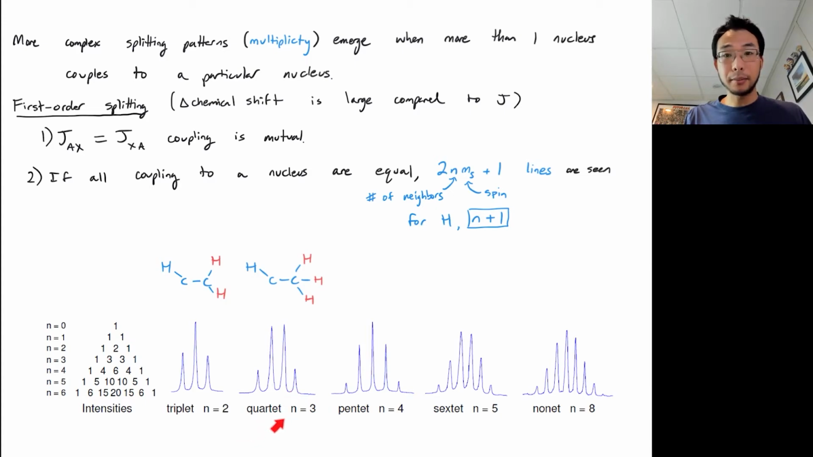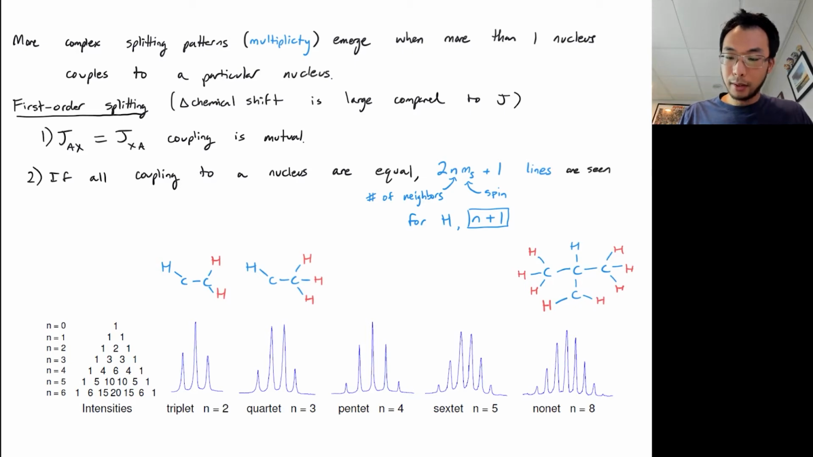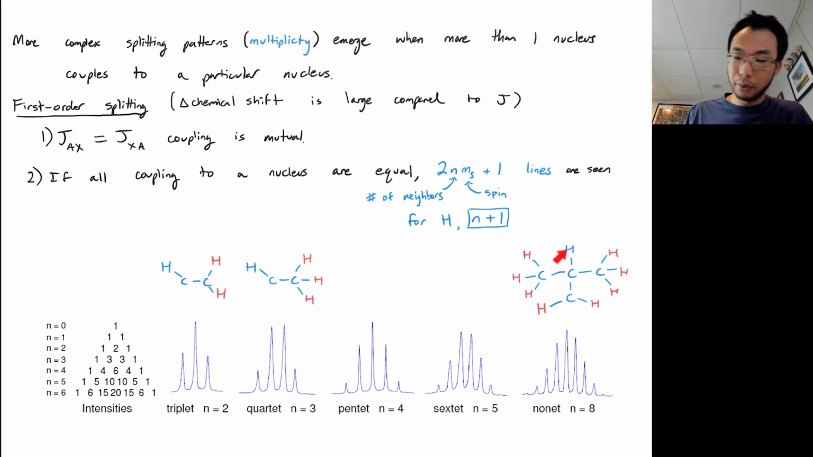That's called a quartet. So on the very right here, we have a fairly large amount of splitting. We have a blue proton coupling with a total of 8 other red protons, all of which apparently have the exact same J value in terms of coupling with our proton. That shows up as a nonet, or 9 total lines, with n equals 8.